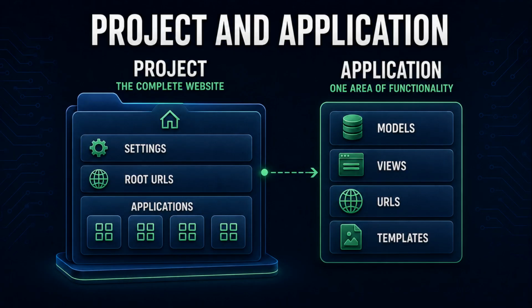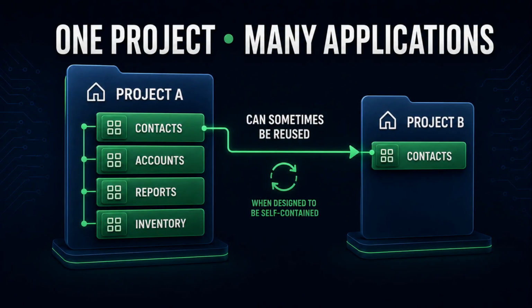Django uses the words project and application in a specific way. A project is the complete website. It owns the overall configuration, including settings, top-level URL routing, and the collection of features that make up the site. An application, usually shortened to app, is one focused area of functionality inside that project. It can contain its own models, views, URLs, and templates. One Django project can contain several apps.